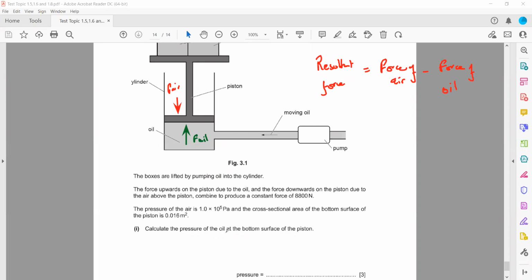But in the question we have to calculate the pressure of the oil. So how to calculate the pressure of the oil? In the question they mentioned the combined force is 8,800, so the resultant force is 8,800 Newton. The surface area is given and atmospheric pressure is given. So first we'll find the force from the atmosphere, because pressure is force acting on unit area. The atmosphere exerts a pressure of 1 times 10 to the power 5 Pascal, that's normal atmospheric pressure, and the area is 0.016. So 100,000 Pascal times 0.016. When we multiply these two, this will give us 1600 Newton. That's the force of the air.